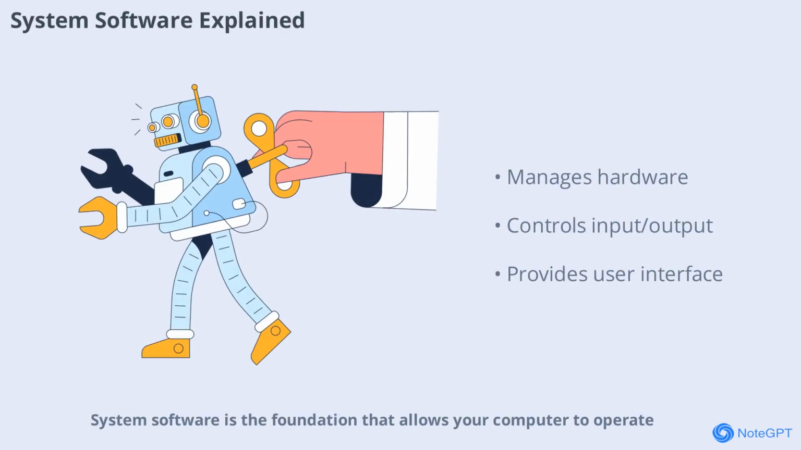System software is the foundation that allows your computer to operate. The most common example is the operating system, like Windows, Mac OS, or Linux. This software manages hardware resources, controls input and output, and provides a user interface. Without system software, your computer wouldn't know how to use its hardware or run any applications. It acts as a bridge between the hardware and the user, making everything work smoothly.